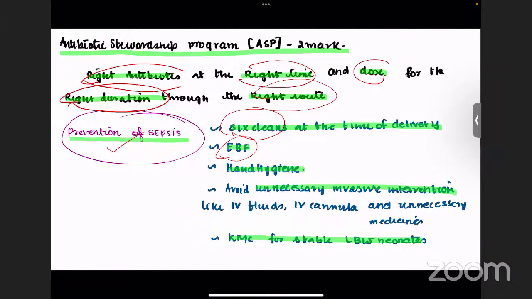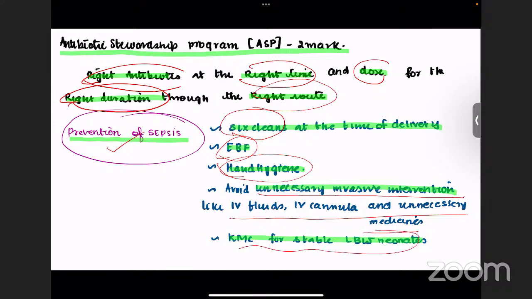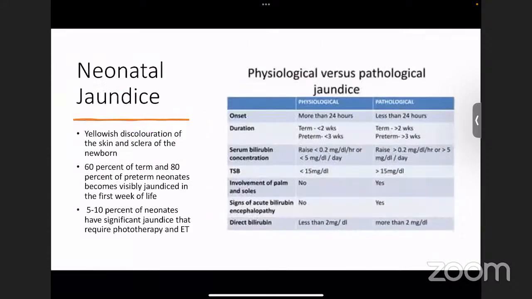Always do hand hygiene before and after touching the baby, for at least 20 seconds. Before entering the NICU or SNCU, you have to wash your hands for at least 2 minutes. Before and after touching, do a 20-second hand rub. Avoid unnecessary invasive interventions like IV fluid, IV cannula, and unnecessary medicine. And KMC, already discussed, for stable babies, will prevent sepsis.